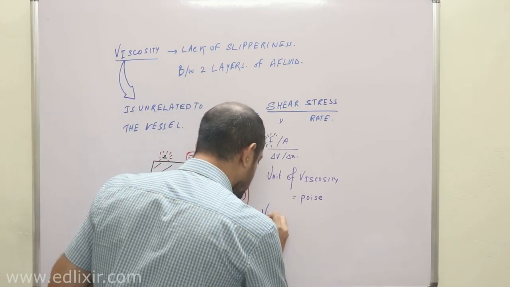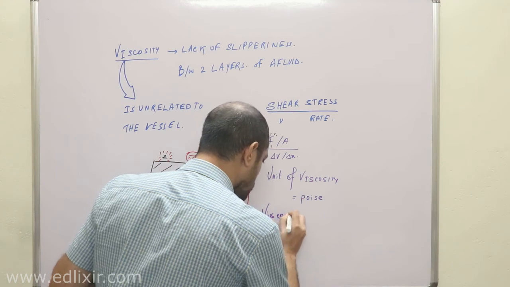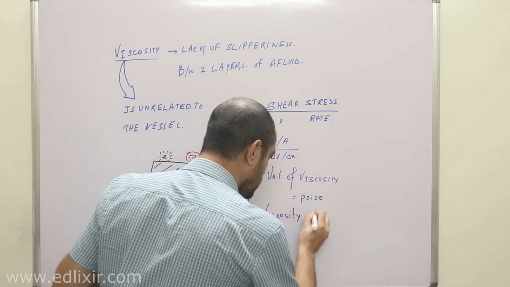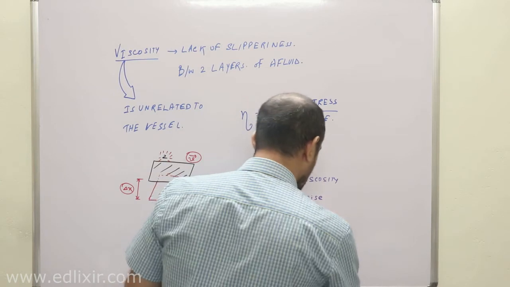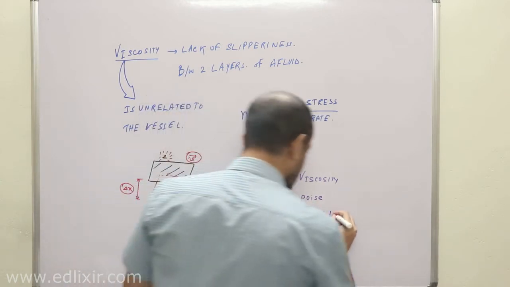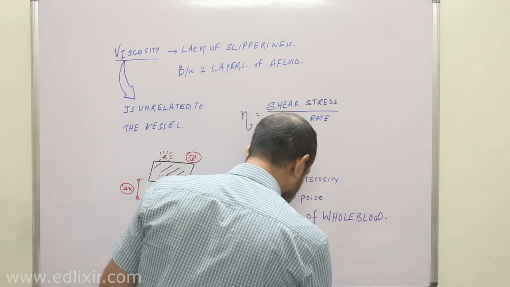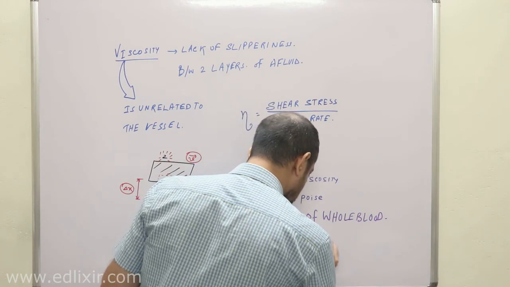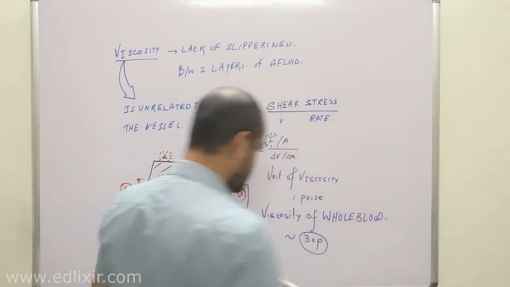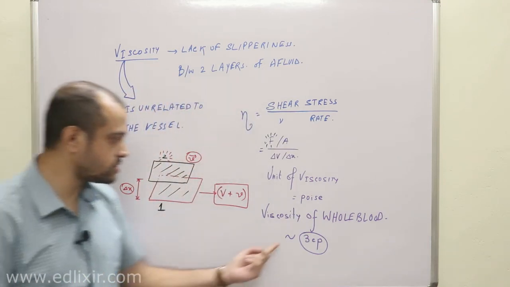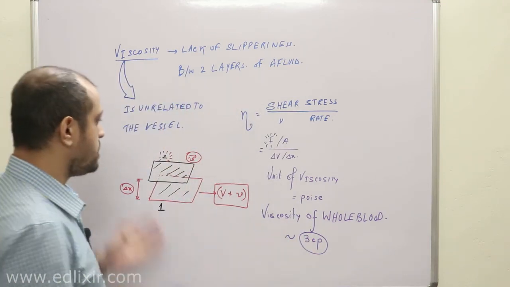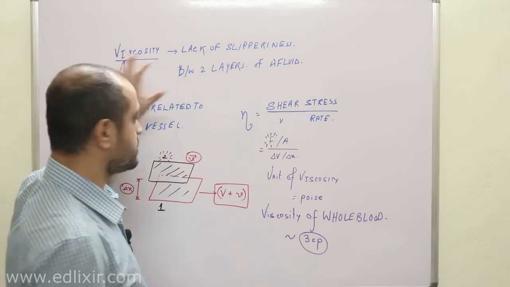Viscosity of blood, to be very honest, viscosity of whole blood means with plasma. Clear? Whole blood is almost equal to 3 centipoise. Now we will be applying this concept of viscosity in a real life situation.